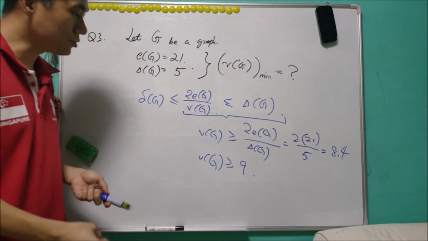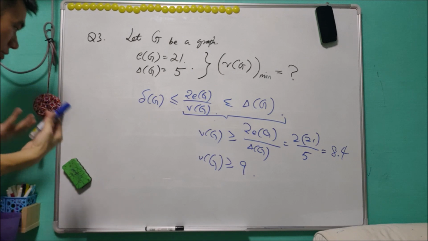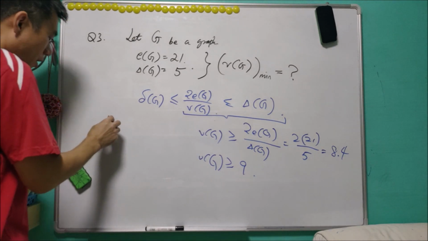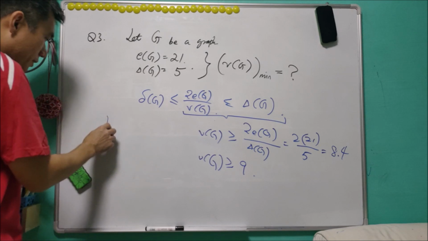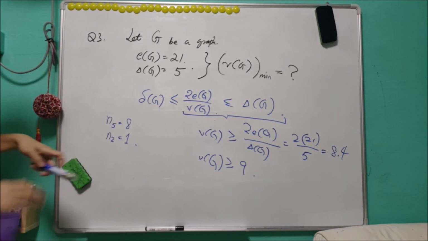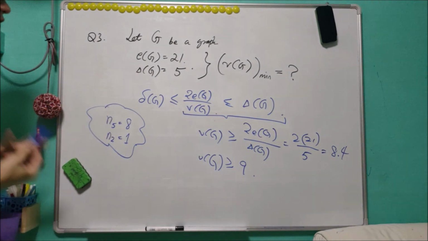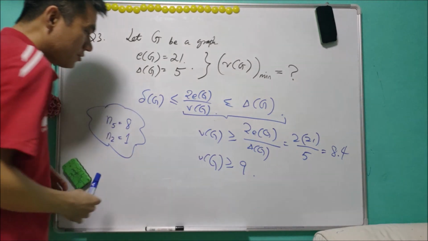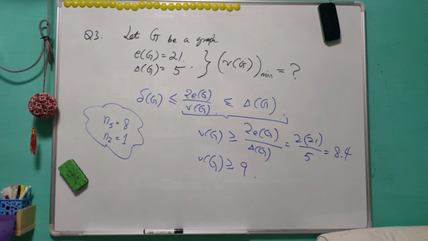Now we have to think through whether 9 is possible. So we can construct a graph with all of the vertices except one being of degree 5. It is not difficult to construct such a graph. And therefore, we confirm that 9 is achievable, and therefore 9 is the answer for question 3.